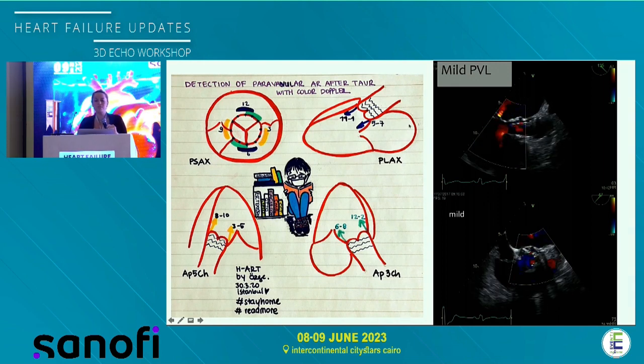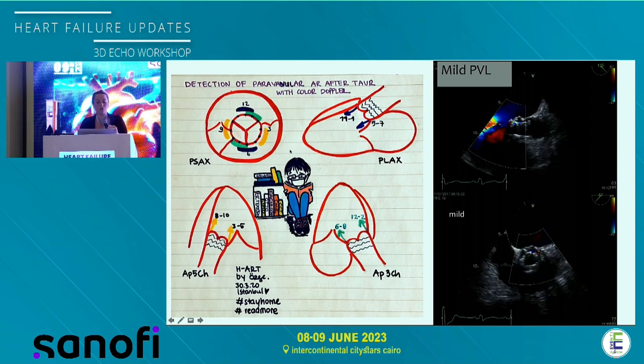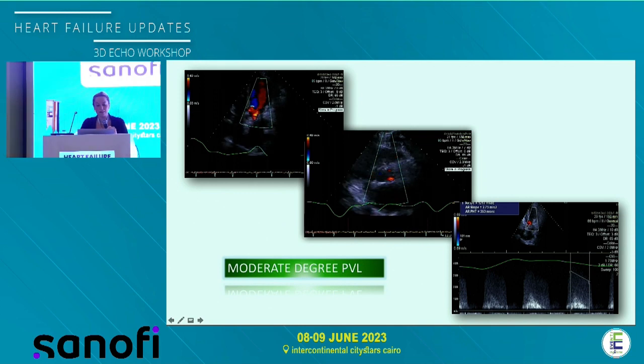The tricky point is here, if you have a paravalvular leak adjacent to anterior mitral leaflet, okay, here, this is generally the posterior part on the transthoracic echocardiography. You can say, if you see here, this is the posterior part of the aortic valve, and the vice versa is anterior part. And this is a moderate degree PVL with a PHT of 350 milliseconds. And you can see here multiple jets, but not very big jets.